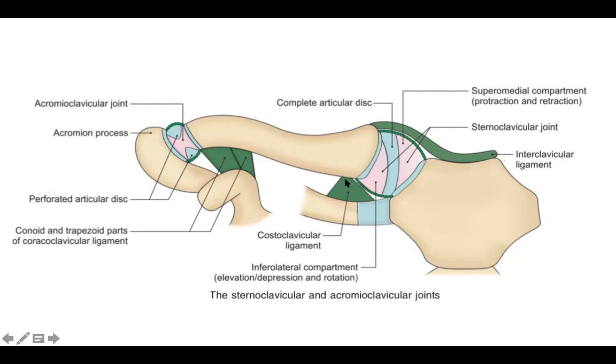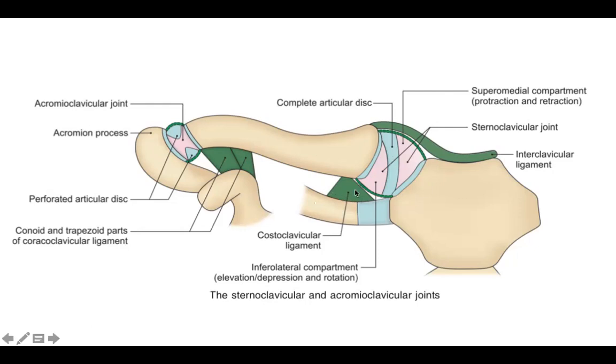Number four, I have a ligament from the costal cartilage of the first rib. I have the first rib with its costal cartilage. There is a ligament called the costoclavicular ligament. This is also a strong ligament, triangular in shape, as you see. Its function is that it prevents the joint from dislocating posteriorly.